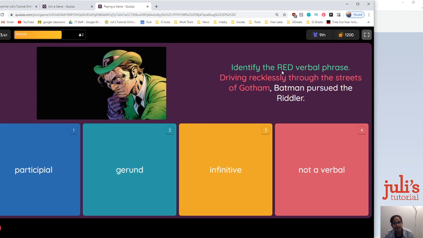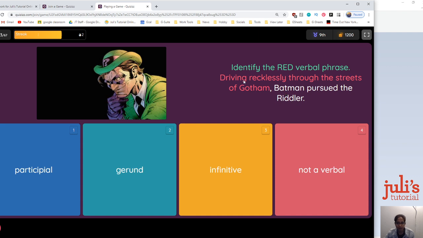Now identify the red verbal phrase. Driving recklessly through the streets of Gotham, comma, Batman pursued the Riddler. So now this is a question where we already have a verb of the subject. The subject is Batman, and what is he doing? He's pursuing the Riddler, right? But why is he doing that, and how is he doing that?